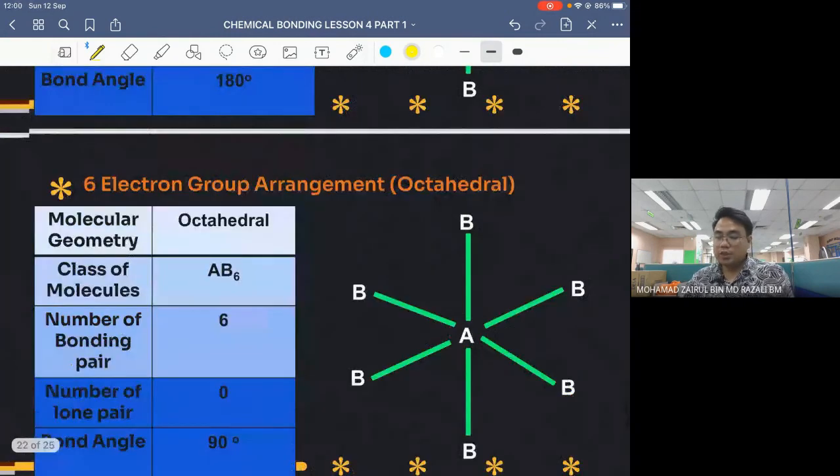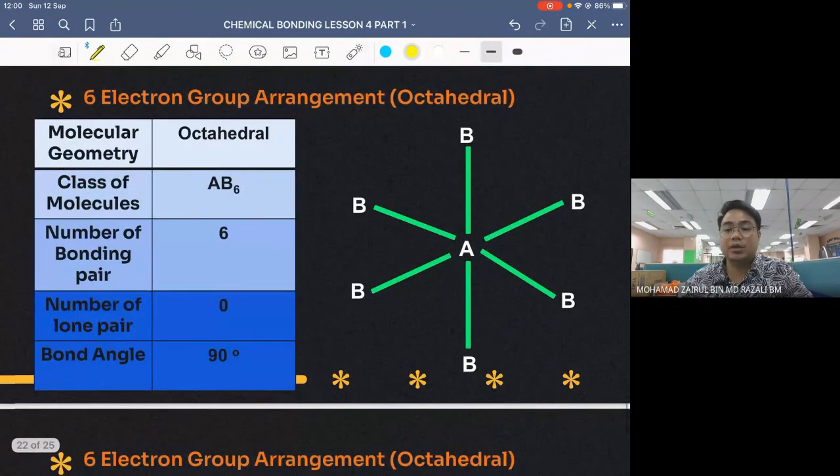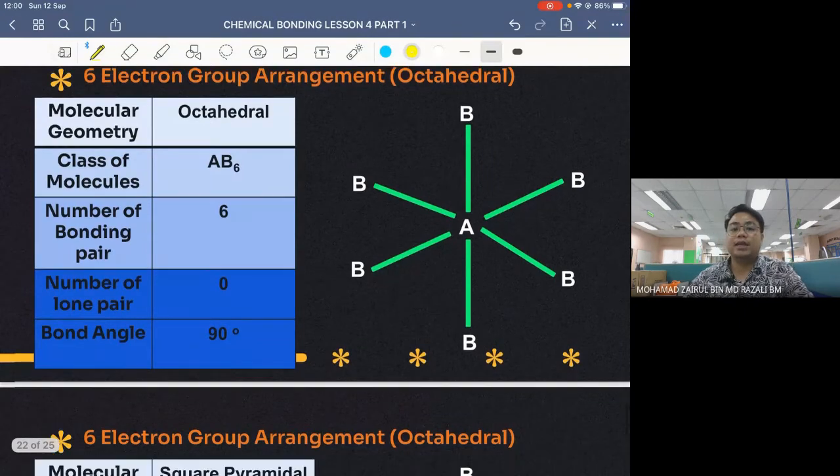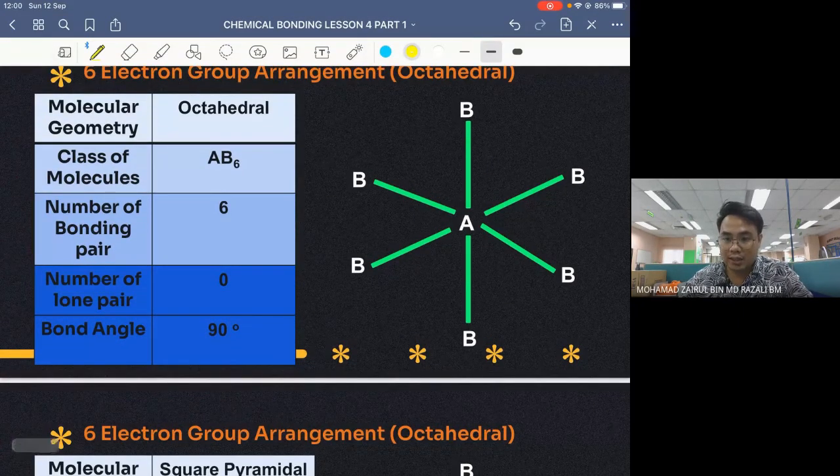Okay, so the last one is the 6 electron group arrangement. Okay, 6 electron group arrangement, we call it the octahedral. Okay, when you have 6 bonding pairs around the central atom without any lone pair, the molecular geometry we call it octahedral. So, and the bond angle between the atoms is exactly 90 degree. So, this is an example ataupun molecular model of octahedral. So, kalau awak tengok, bond angle untuk setiap satu itu semua adalah 90 degree. So, semua adalah 90 degree.